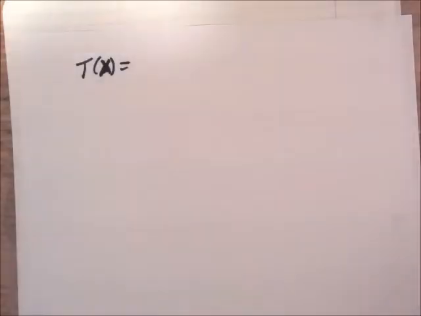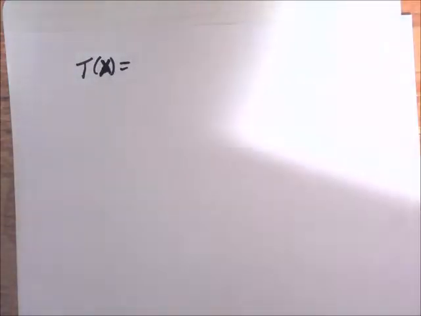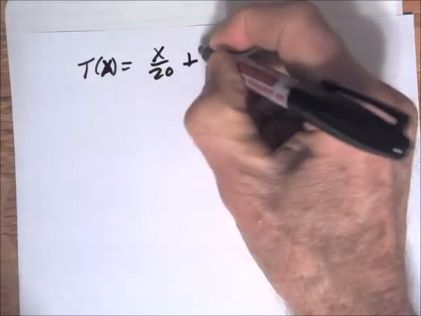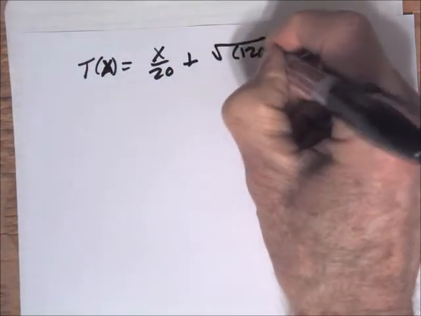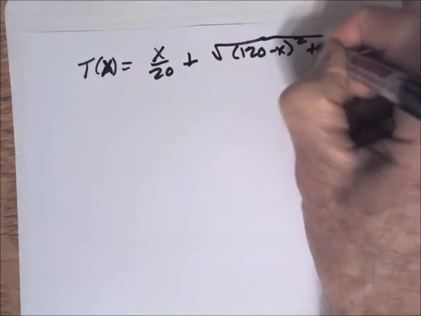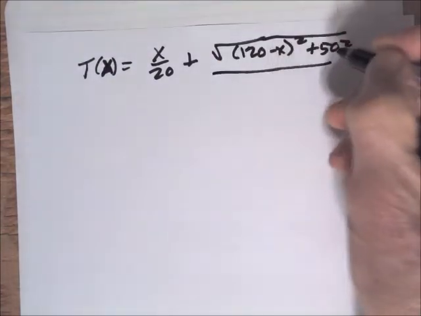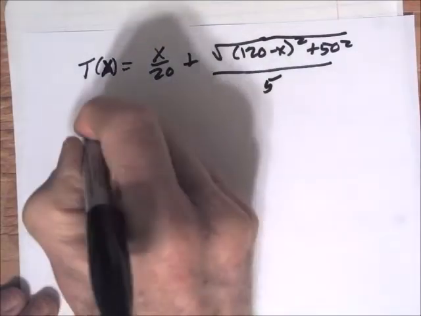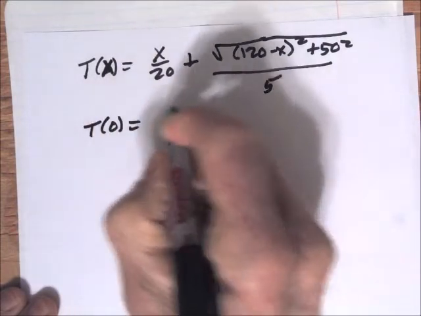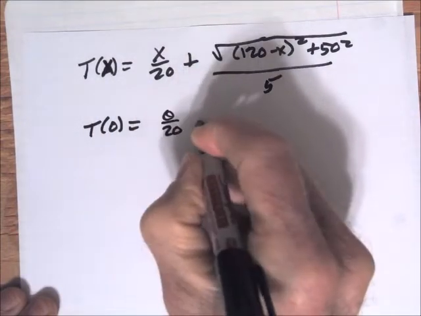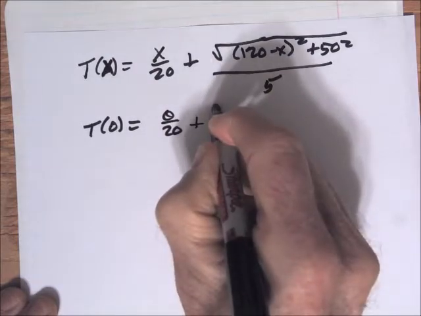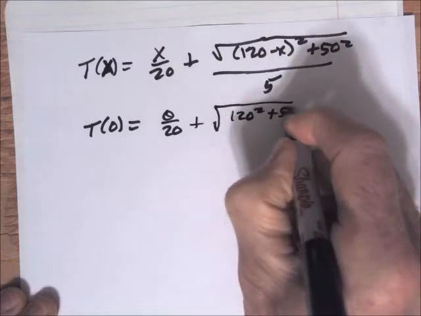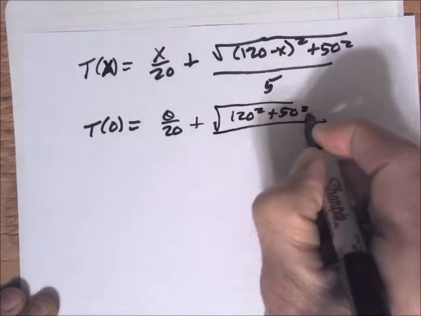Remember, t of x is x over 20 plus square root of 120 minus x quantity squared plus 50 squared, all over 5. Okay, so t of 0, we're doing t of the endpoints as 0 over 20 plus the square root of 120 minus 0 squared, which is 120 squared, plus 50 squared, over 5.